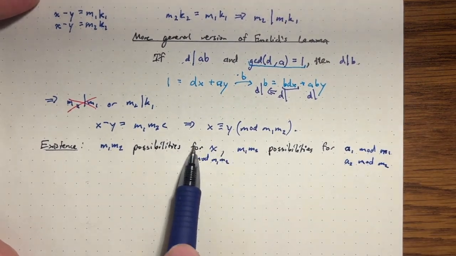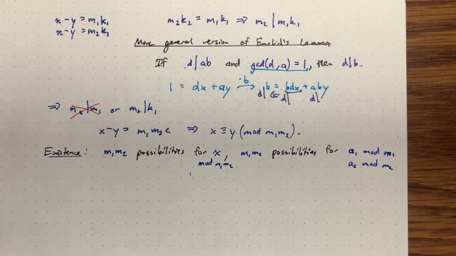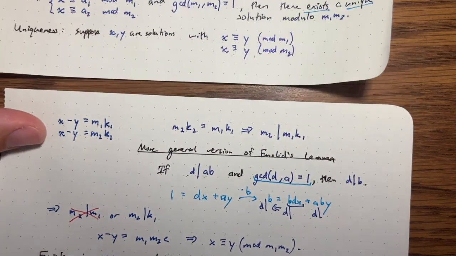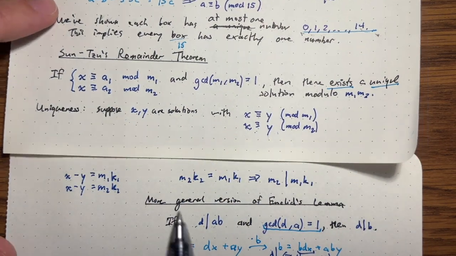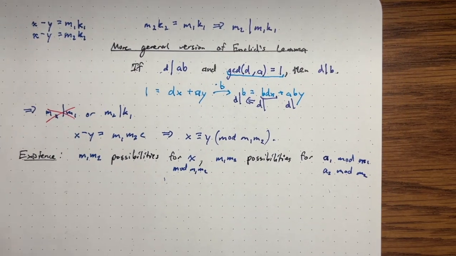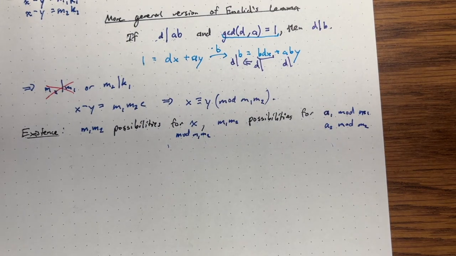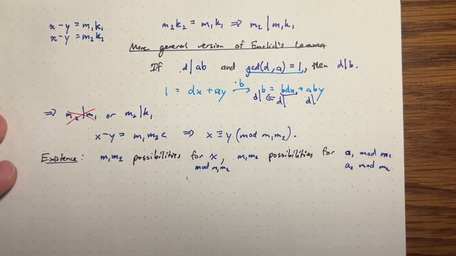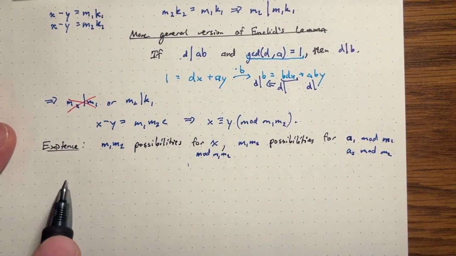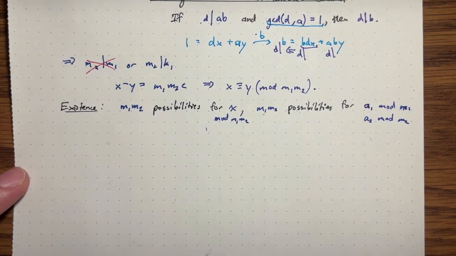Okay, so these are like the numbers 0 through m1m2 minus 1, and these are like the boxes. But what we just proved is that each one of these systems of congruence equations has a unique solution if there is a solution. So there's at most one number per box. But there are the same number of numbers as boxes. So these sets have the same cardinality, and we already proved uniqueness. So there has to exist a solution. Okay, so that is Sun Tzu's remainder theorem.